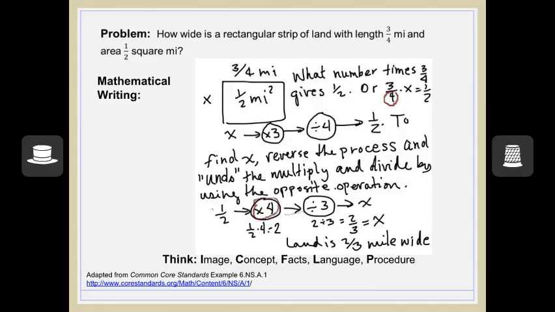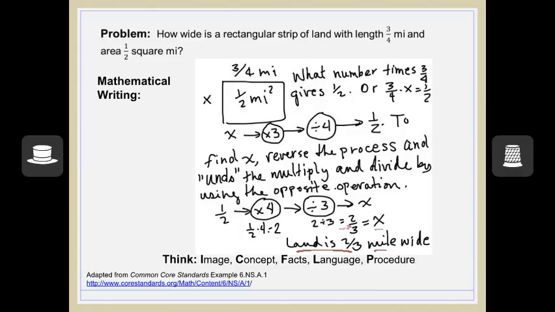1/2 times 4 is 2. 1/2 of 4 is 2. And then you take your 2 and divide by 3, and you get 2/3, which is x, which is the width of the land. The land is 2/3 mile wide. So a very good and concise description with a lot of good language.